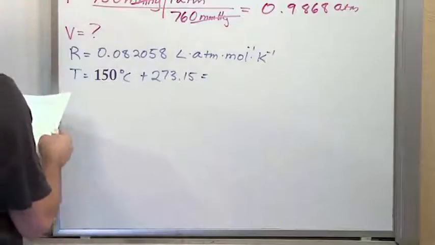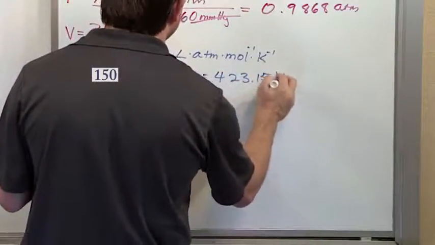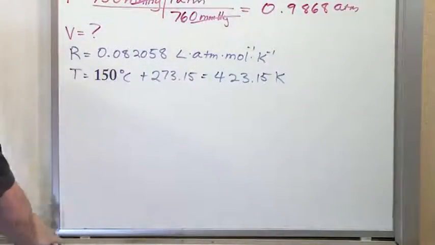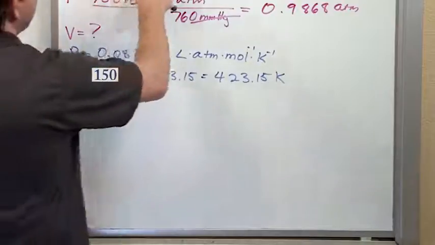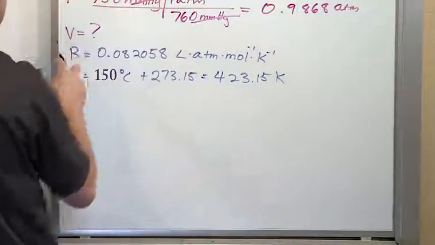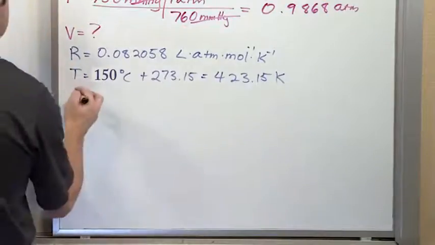When you add these numbers together, you get 423.15 Kelvin. All right, now we're ready to rock and roll, because we have P, V, and T. I've already calculated n, the number of moles of gas I have, which is already given up there. I know R, I know T. So PV is equal to nRT.